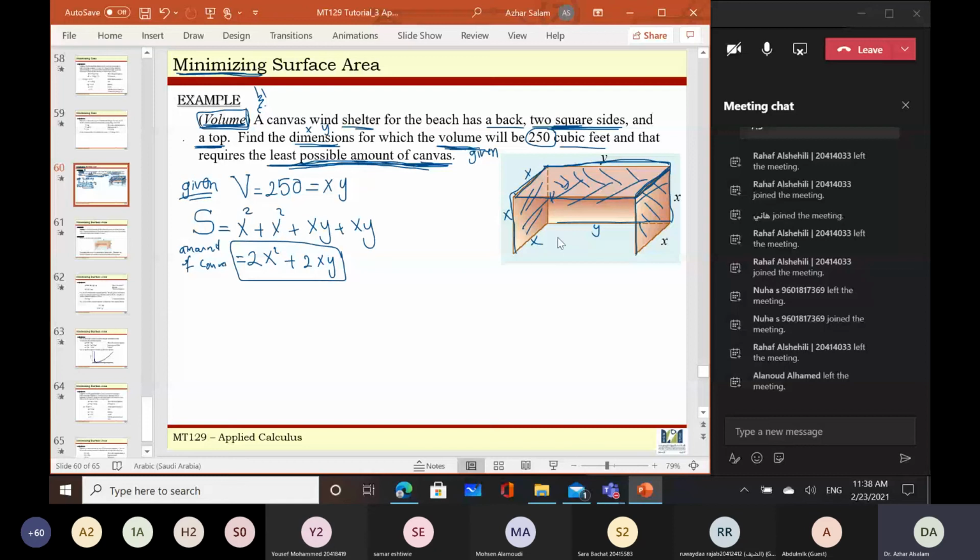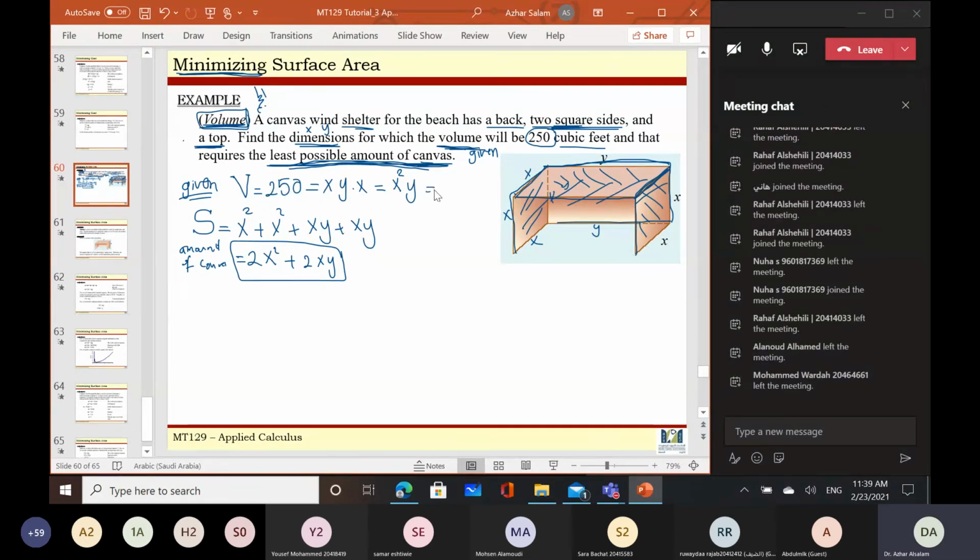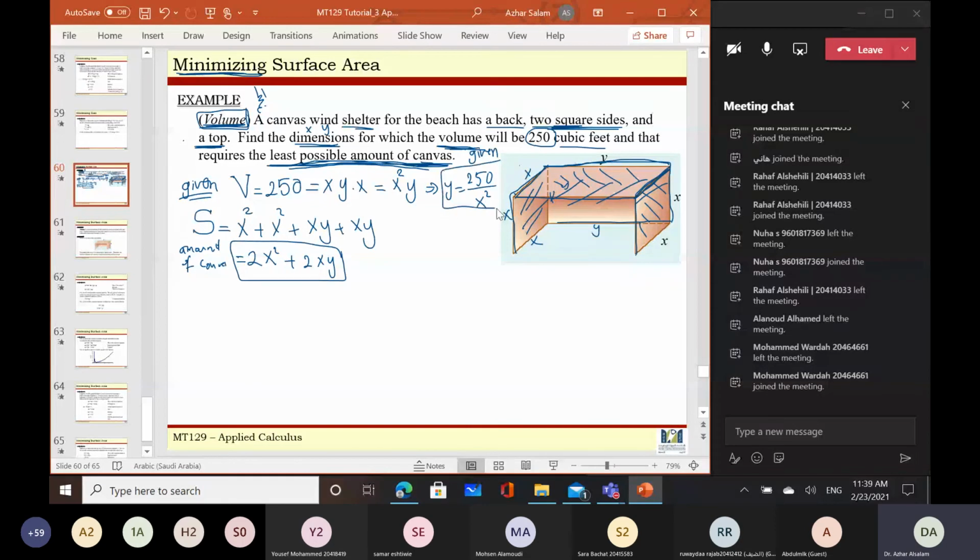Okay, but I don't have z here, since I have a square on the side. So x is equal to z, so x multiplied by x multiplied by y, so it equals x square multiplied by y, equals 250. So I can find that y equals 250 divided by x square. This is the value of y from the volume.